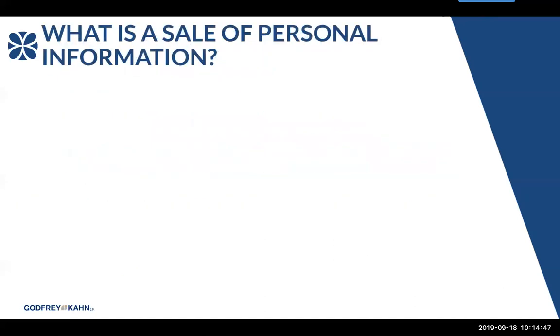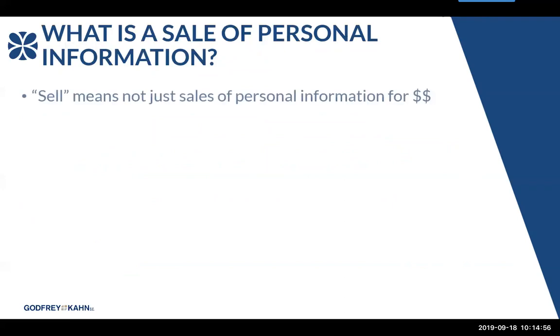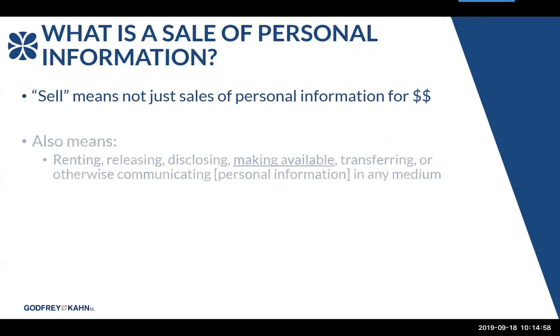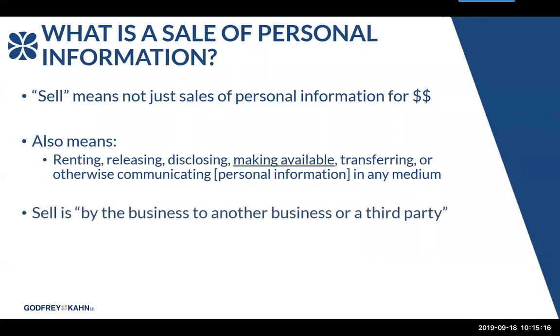Another definition that we want to focus in on is the definition of sale, and what constitutes a sale of that personal information. And this is important because CCPA regulates the sale of personal information and allows individuals to opt out of that sale. The term sell is also very, very broad, and it's not what we would typically think it to mean. It's not just a transfer in exchange for money, but it's also a transfer for anything of value.